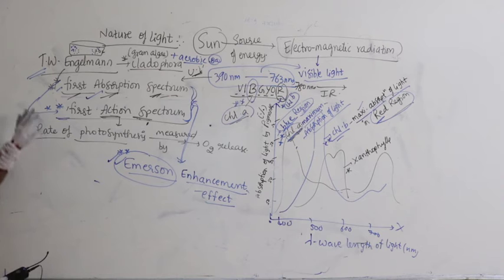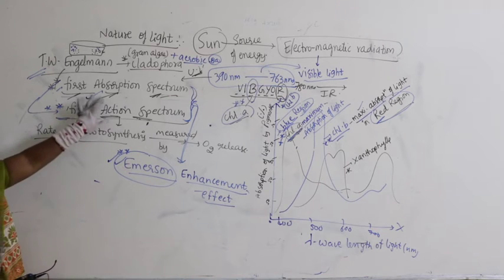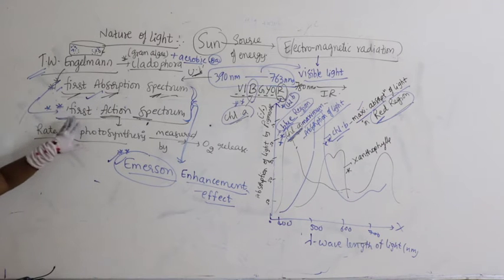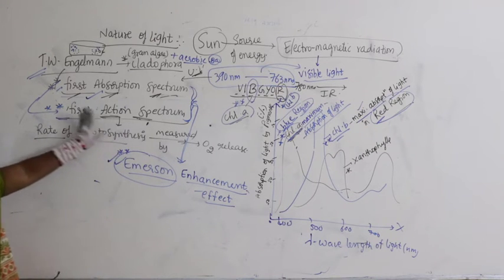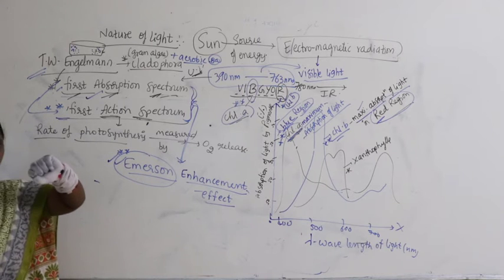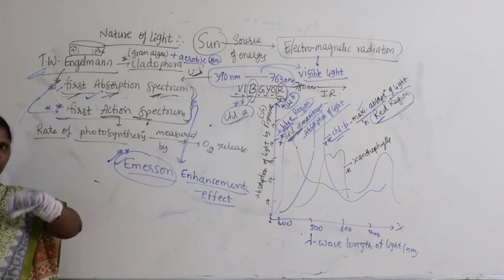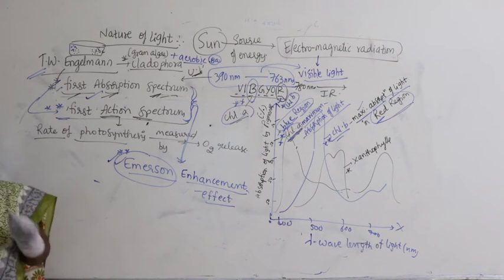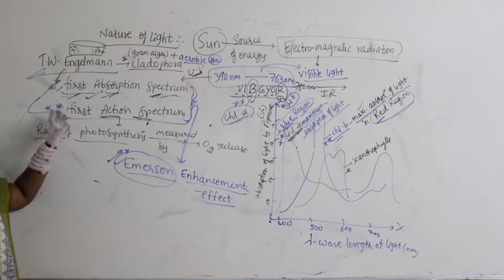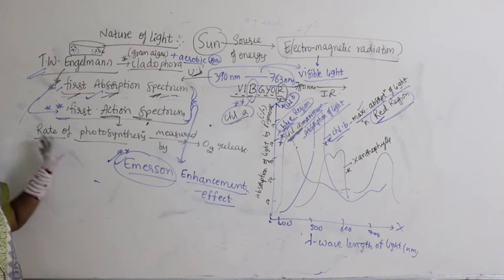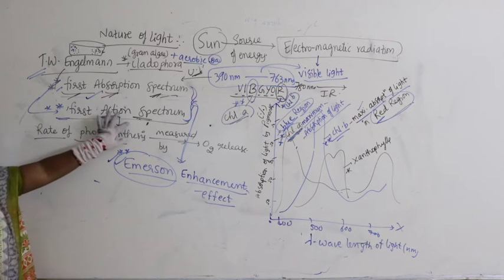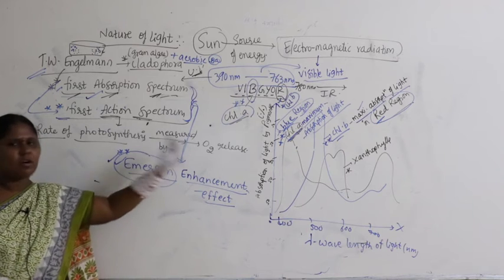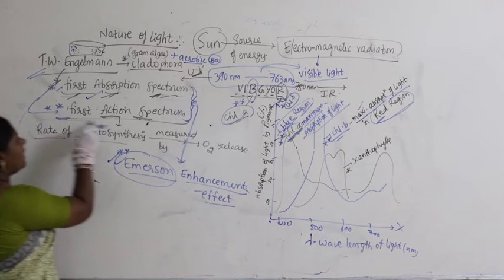Okay. Mainly Engelmann is more closely related to the action spectrum, and to some extent he also contributed to the absorption of light. We already discussed T.W. Engelmann in the early experiments and the introduction about scientists and discoveries. Follow the statement very clearly, then you will get the clarity. Action spectrum means the rate of photosynthesis is measured with oxygen release. This is called the action spectrum.